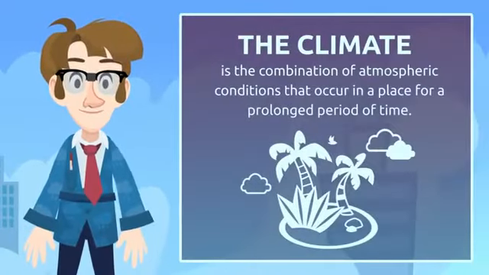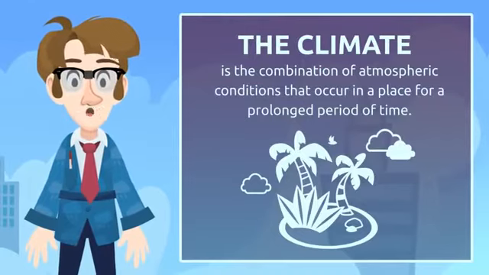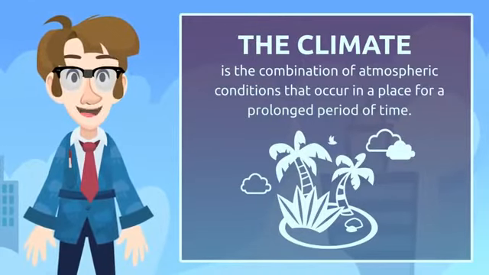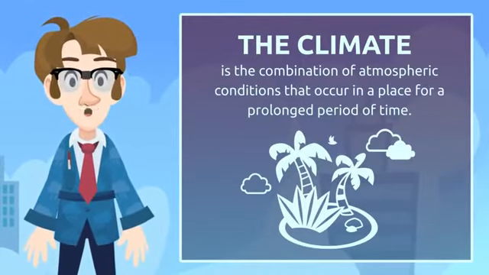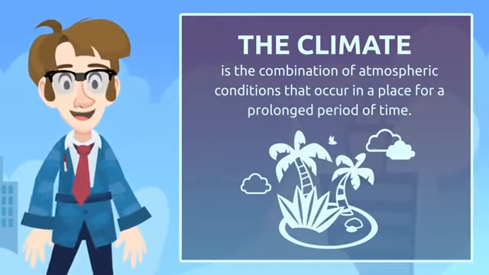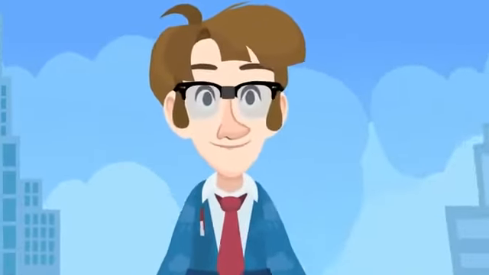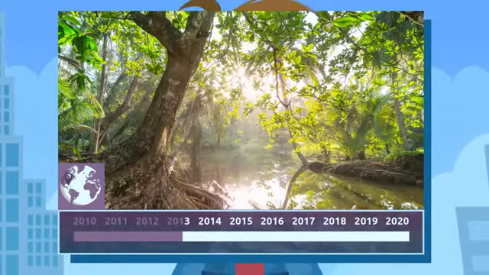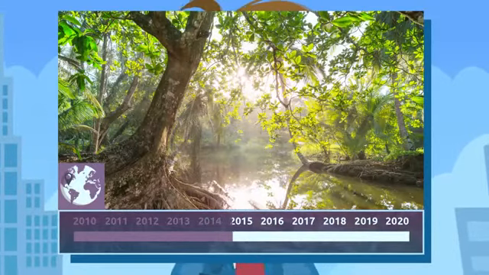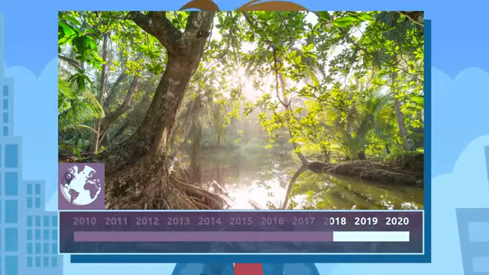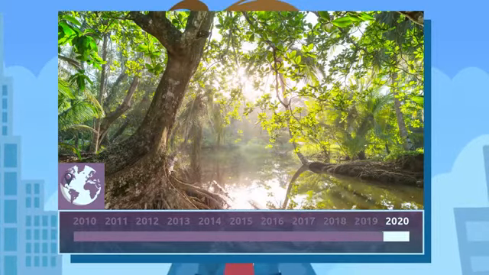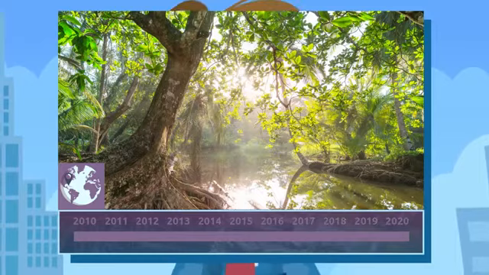In contrast, the climate is the combination of atmospheric conditions that occur in a place for a prolonged period of time. For example, the predominant climate in Central American woods is the tropical climate because these are hot and humid places with heavy rainfall during summer.